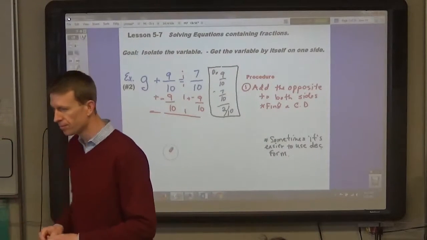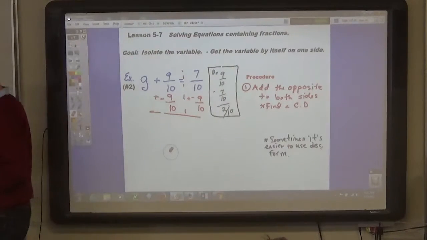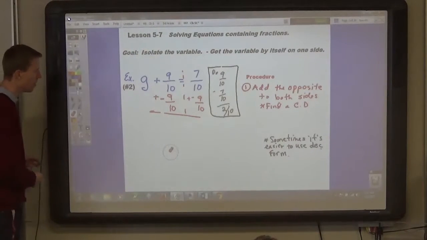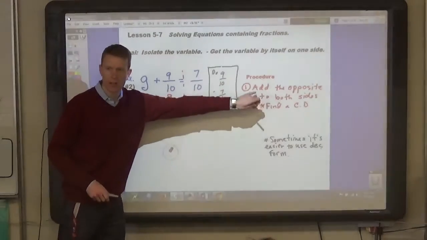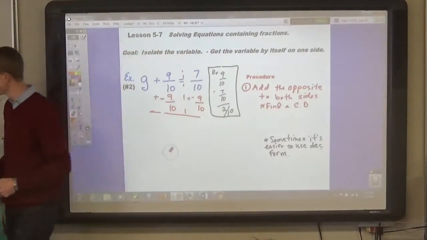All right? So, here's how you prove it. You have to follow the procedures we've learned about solving equations.